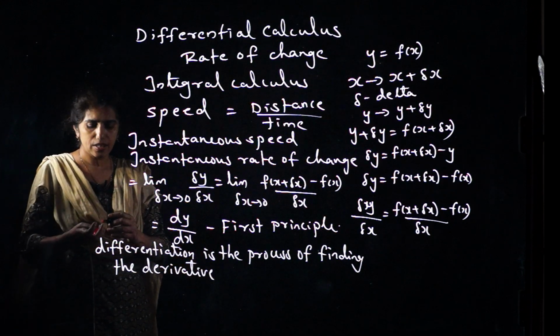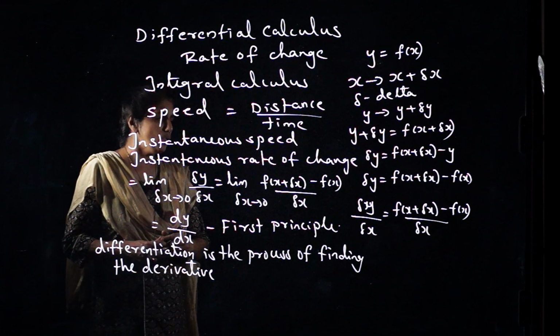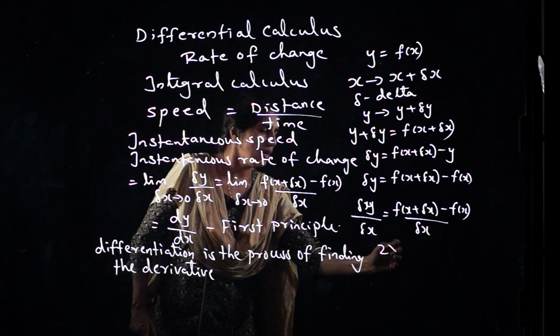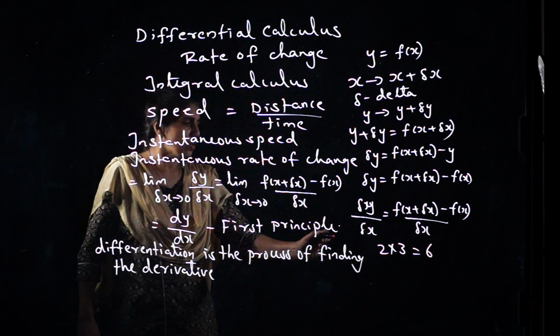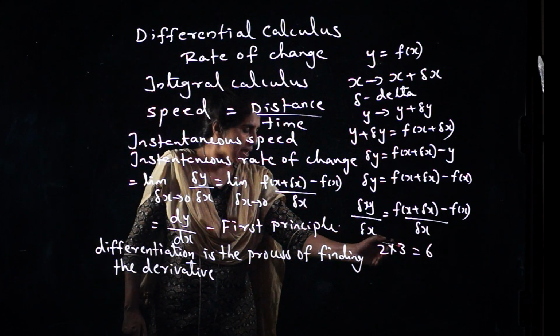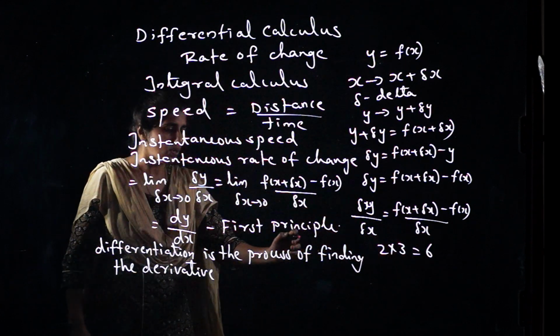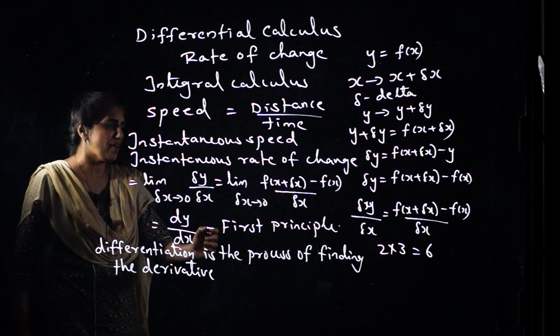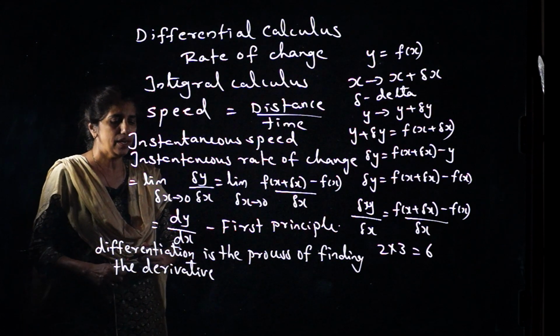So it is a process like, say, multiplication or division. You multiply 2 and 3 and the product is 6. So you multiply 2 into 3 and the product is 6. So you differentiate a function and the result you get is the derivative.